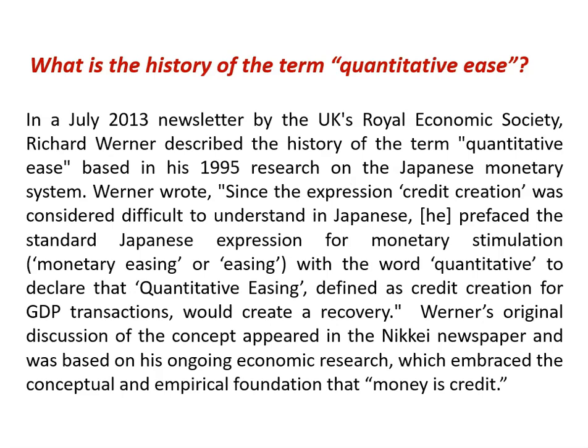What is the history of the term quantitative easing? In a July 2013 newsletter by the UK's Royal Economic Society, Richard Werner described the history of the term quantitative easing, based on his 1995 research on the Japanese monetary system. Werner wrote, "Since the expression credit creation was considered difficult to understand in Japanese, he prefaced the standard Japanese expression for monetary stimulation, monetary easing or easing, with the word quantitative, to declare that quantitative easing, defined as credit creation for GDP transactions, would create a recovery."